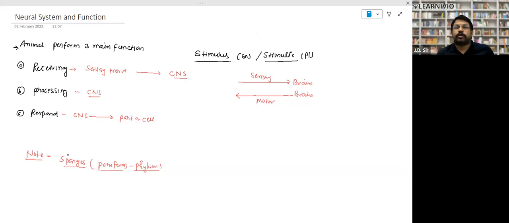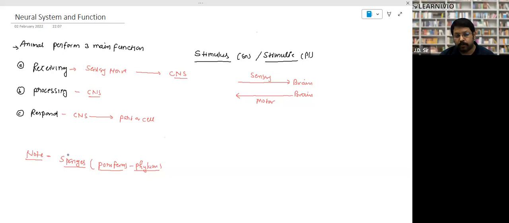Suppose that touching any hot object, that is a stimulus. Strong light falling on us, that is a stimulus. Wind flowing, that is a stimulus, right? So a stimulus is any kind of physical or chemical change taking place in the environment and against which our nervous system responds. If your nervous system is not responding, it's not a stimulus for you. A stimulus is a singular word and stimuli is the plural.